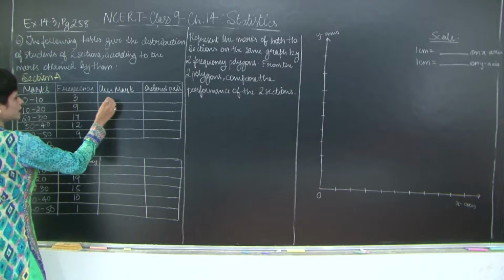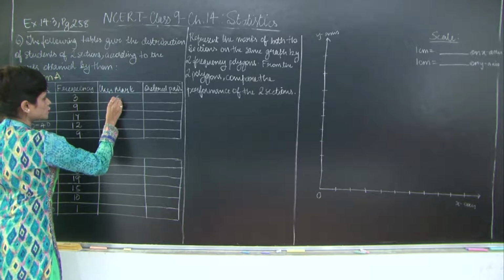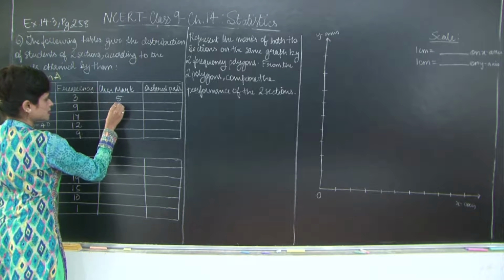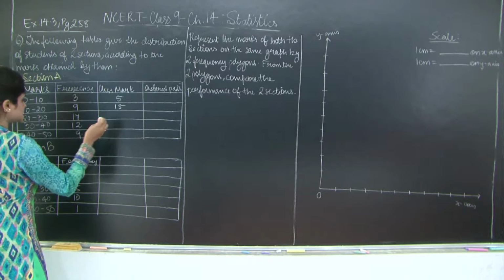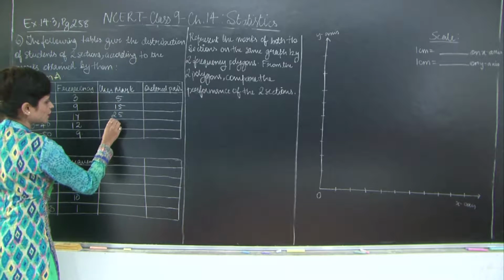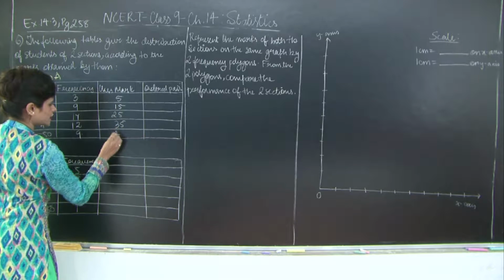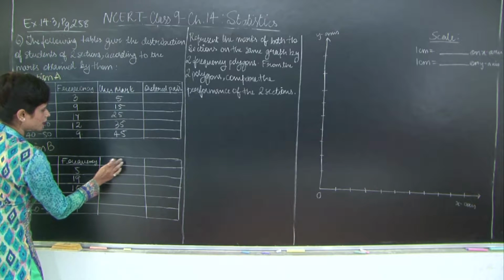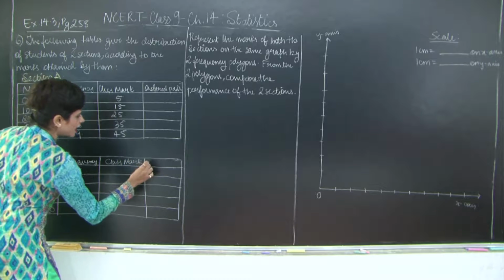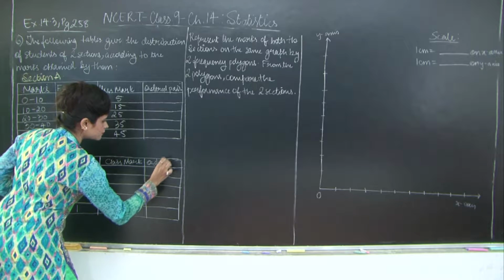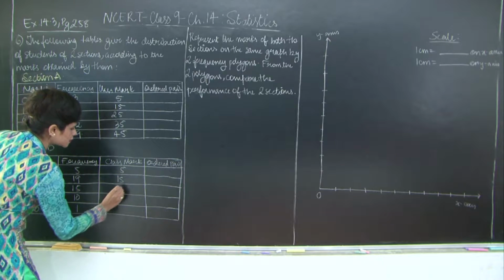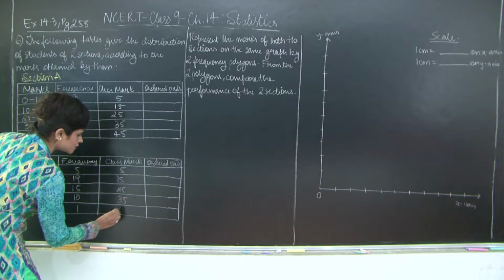So 0 plus 10 divided by 2 is 10 divided by 2, which is 5. Then I have 10 plus 20 divided by 2, 30 divided by 2, which is 15. 20 plus 30 is 50 divided by 2, which is 25. So 5, 15, 25, 35 and 45. Similarly, for the other section, this is the class mark and ordered pair. The ordered pair is the x coordinate and y coordinate: 5, 15, 25, 35 and 45.